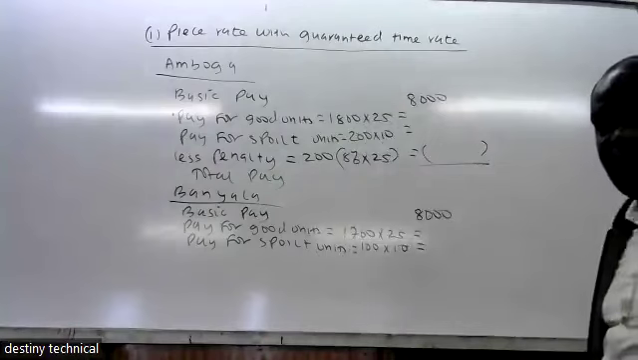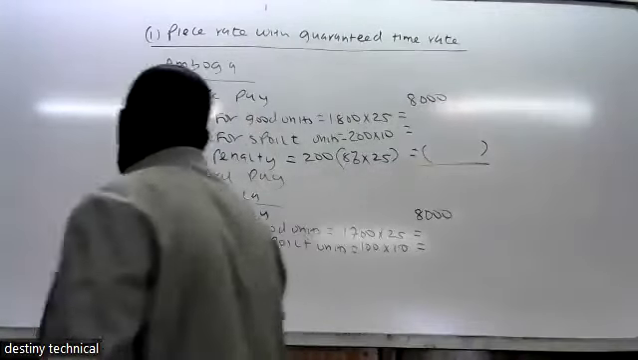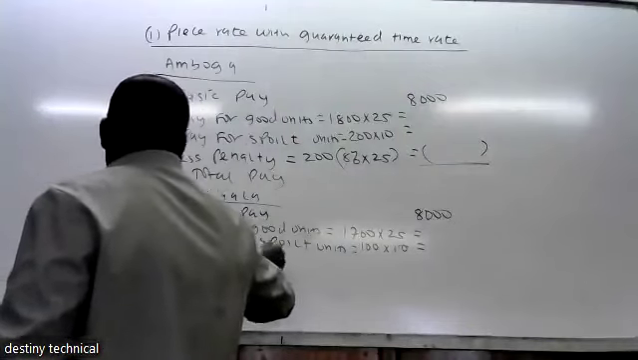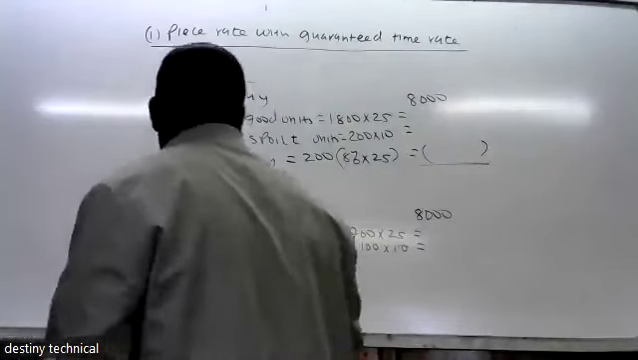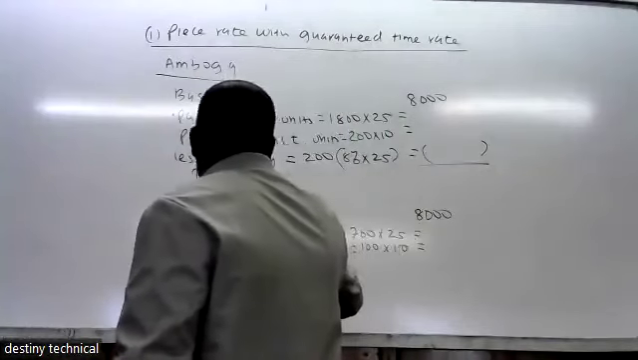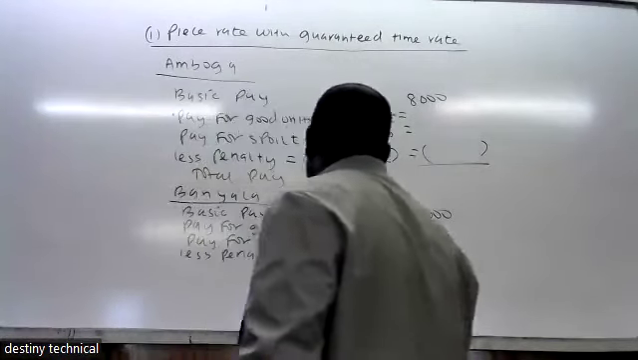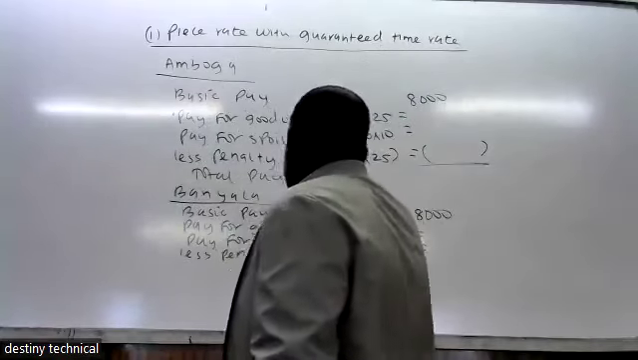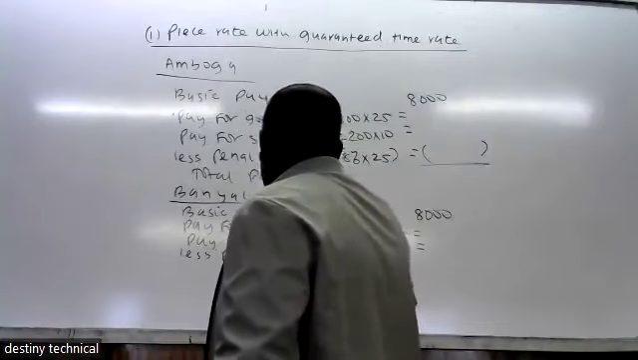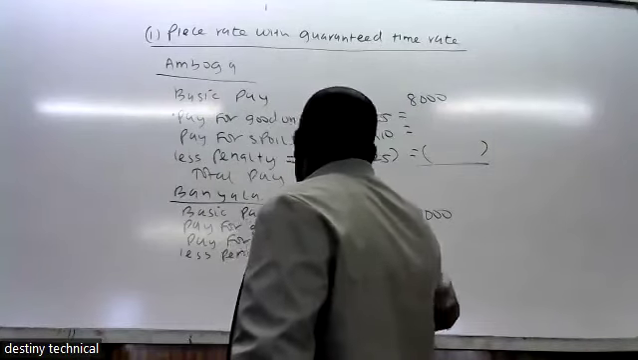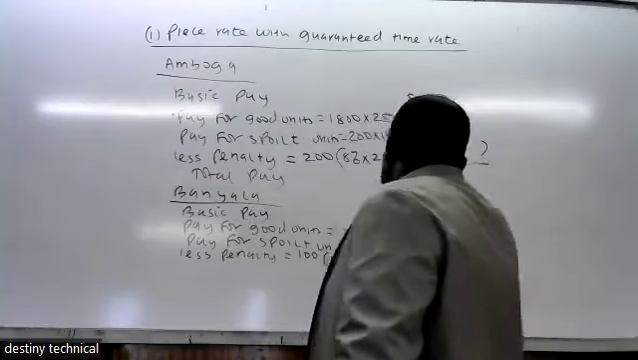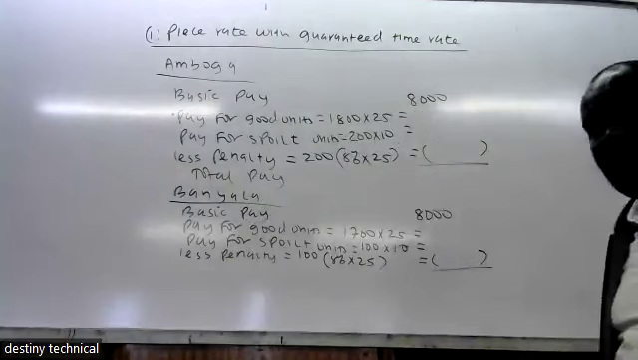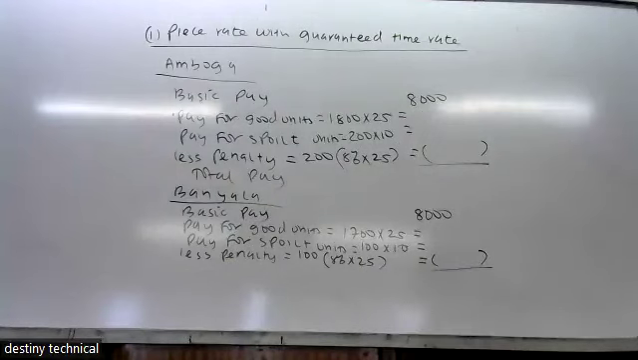Then you less the penalty. So penalty will be 100 multiplied by 8% of the 25. So that one you subtract. That one you subtract in order to get the pay for that.